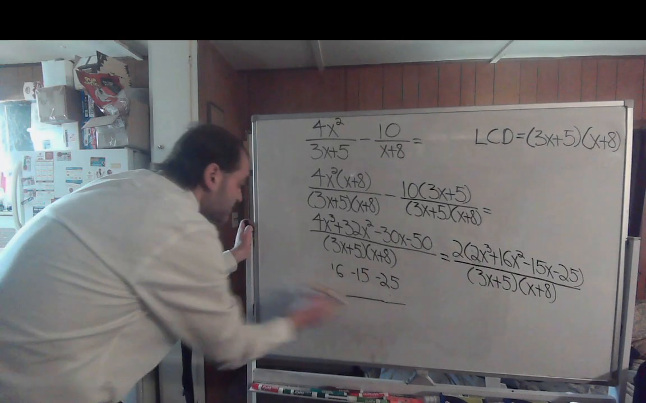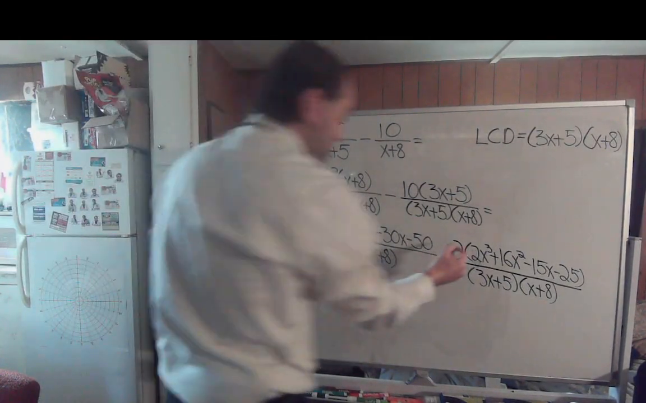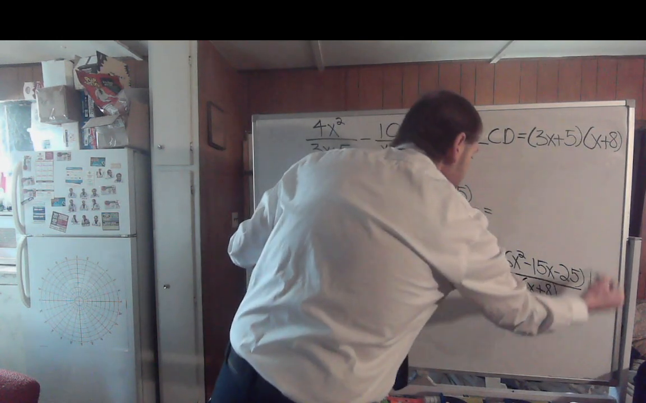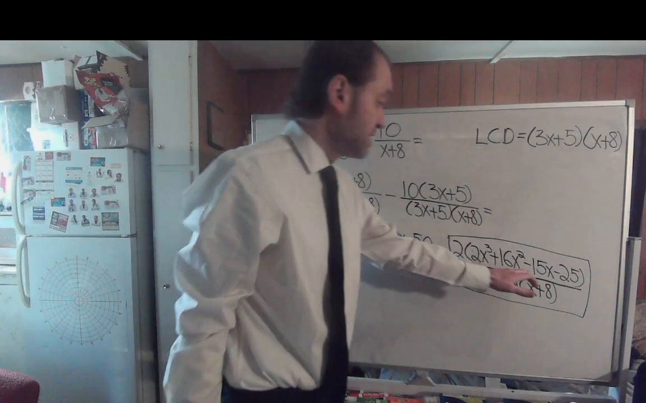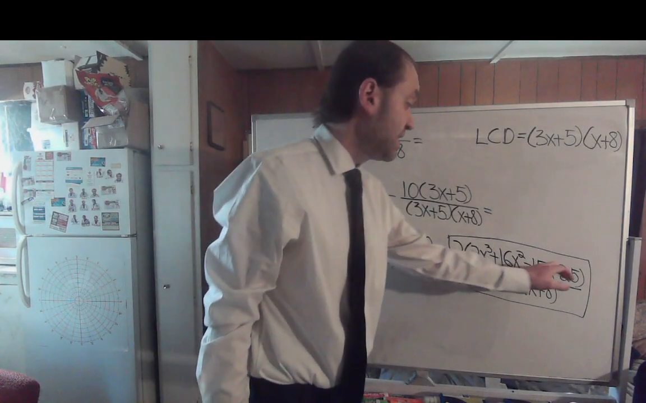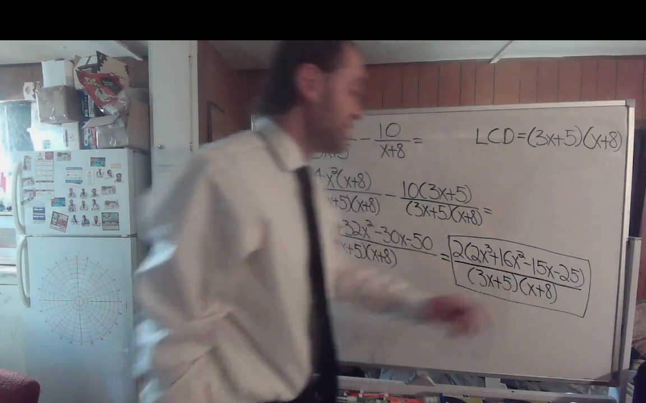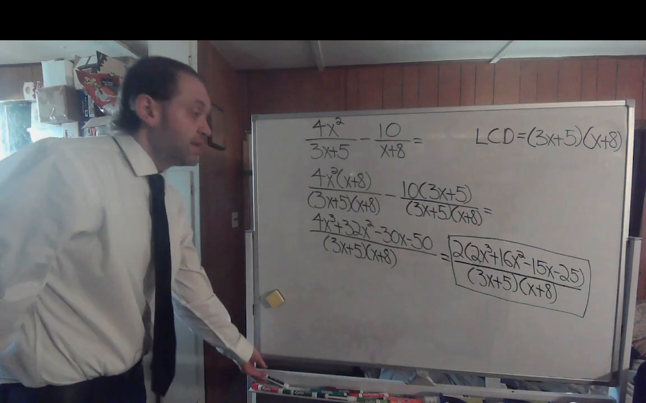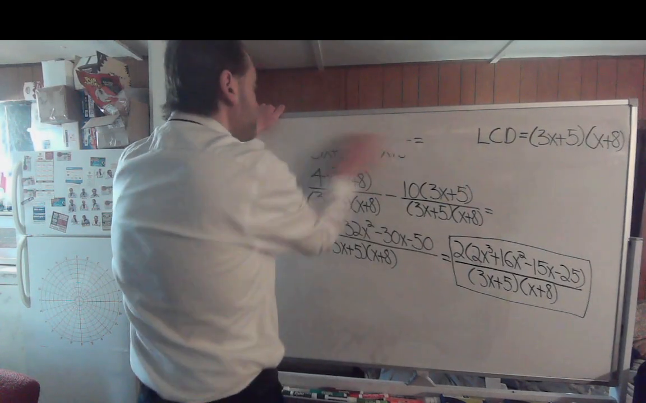So it really doesn't factor any further. So the best you can hope to do is you would end up getting this whole mess here: 2 times the quantity of 2x to the third plus 16x squared minus 15x minus 25 all over 3x plus 5 times x plus 8. That one was a bit of a doozy, but sometimes you'll have that.